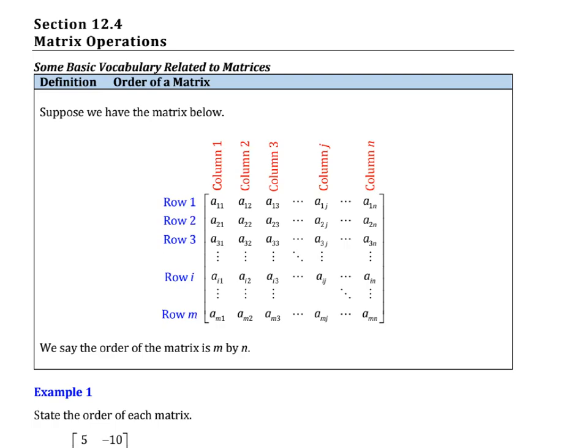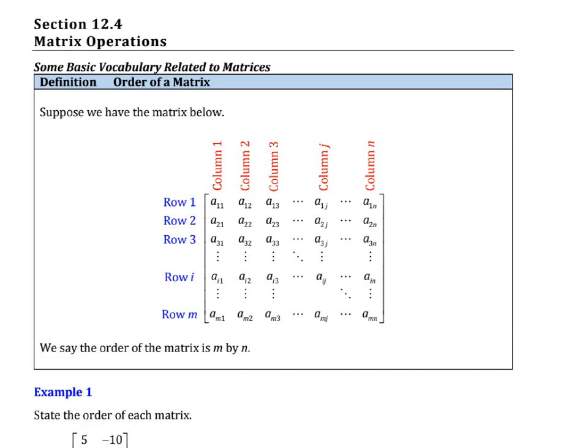So let's revisit the concept of a matrix, because we will start doing things with matrices like adding them, subtracting them, multiplying them. So if we have a matrix that has m rows, and remember, rows go side to side, and let's suppose that it also has n columns, so columns go up and down, then the order of that matrix is said to be m by n, the number of rows, then the number of columns.